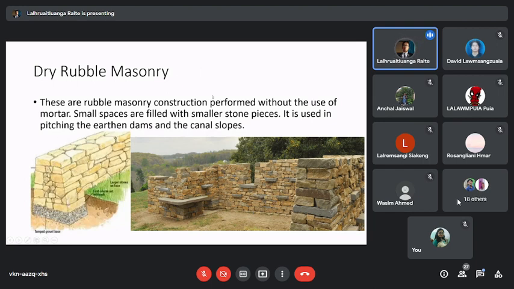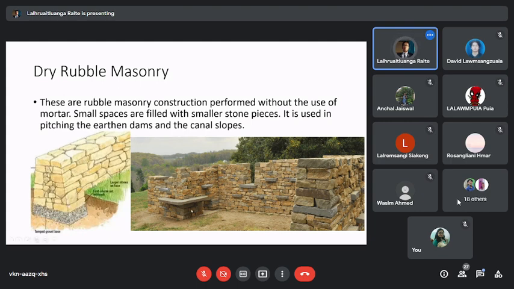These are rubble masonry constructions performed without the use of mortar. Small spaces are filled with smaller stone pieces. It is used in pitching the earthen dams and the canal slopes. So you would often find this in areas where you find a good amount of stones, not just stones but good quality stones.